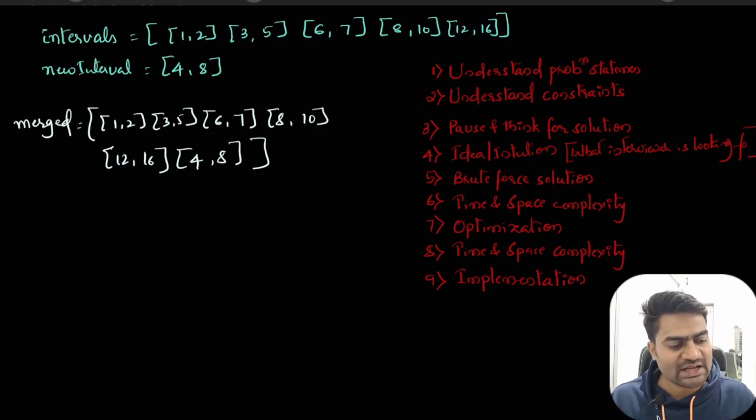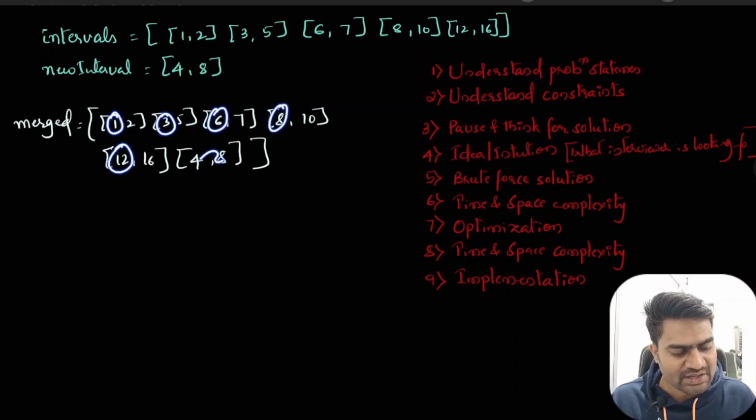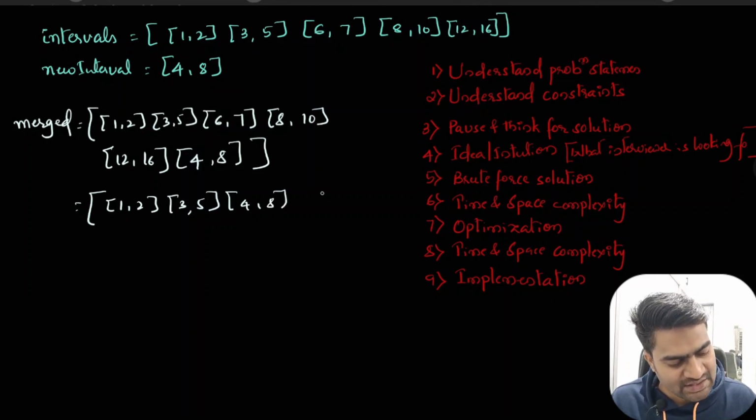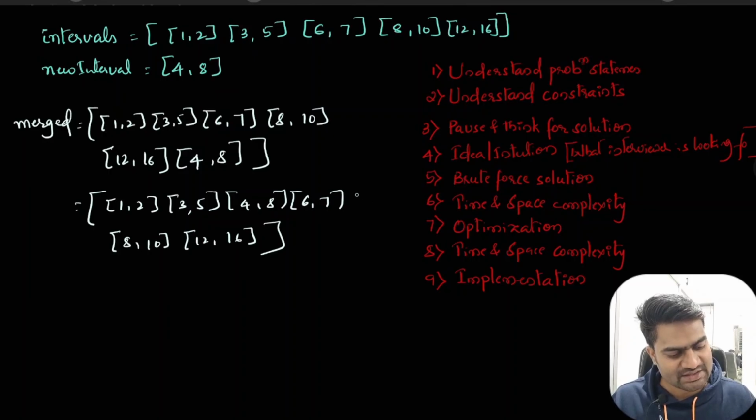Now what I will do, I will sort it. So I will sort it by the first value. Okay, so if I do that, now if you see, this value is 4, so it is somewhere at the end. Now after sorting, what it becomes, it will be 1, 2, then 3, 5. After that we need 4, 8. Okay, then 6, 7, then 8, 10, 12, 16. So this is after sorting.